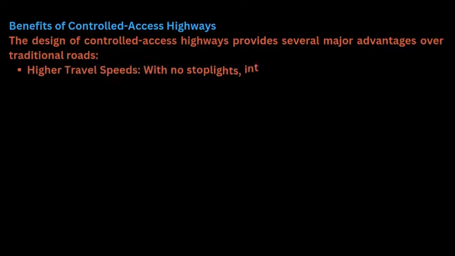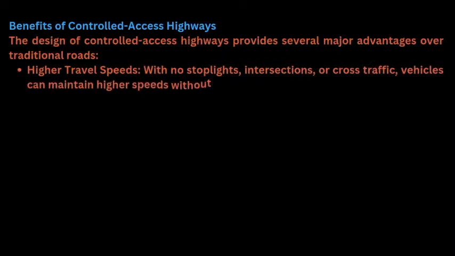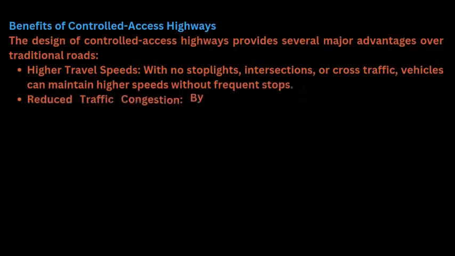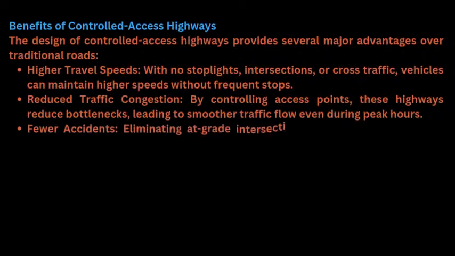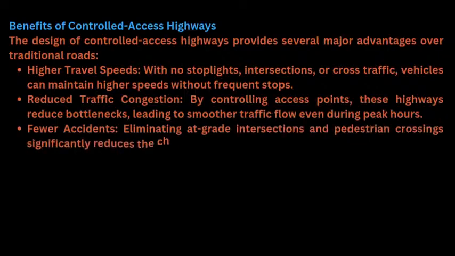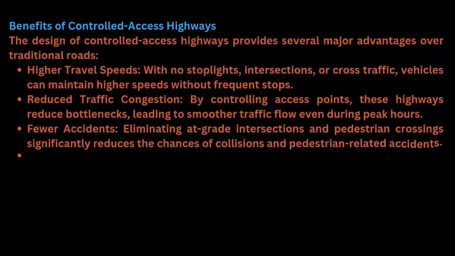Benefits of controlled access highways. The design of controlled access highways provides several major advantages over traditional roads. A. Higher travel speeds. With no stoplights, intersections, or cross traffic, vehicles can maintain higher speeds without frequent stops. B. Reduced traffic congestion. By controlling access points, these highways reduce bottlenecks, leading to smoother traffic flow even during peak hours. Fewer accidents. Eliminating at-grade intersections and pedestrian crossings significantly reduces the chances of collisions and pedestrian-related accidents.